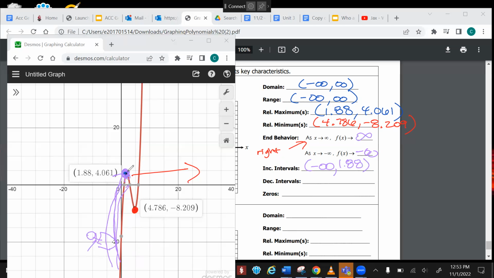From this maximum to this minimum, we're going to be decreasing, okay? And that's going from 1.88 to 4.786. And then yet again, we're going back up. That's increasing. So that's happening from 4.786 to positive infinity. And again, we have a fancy way of saying and in math, and that's a U.